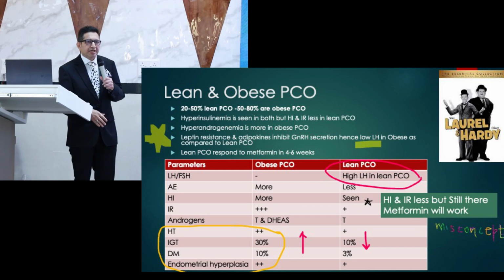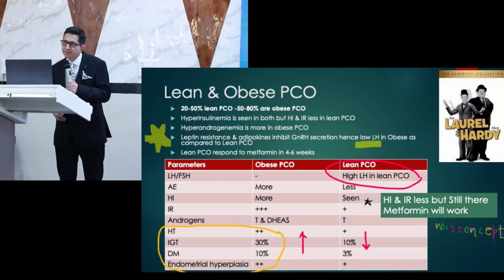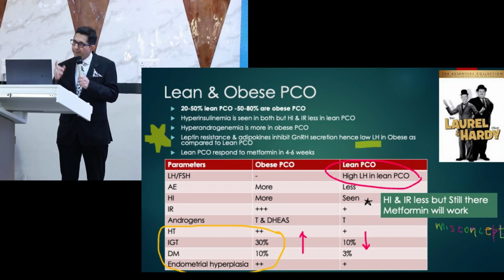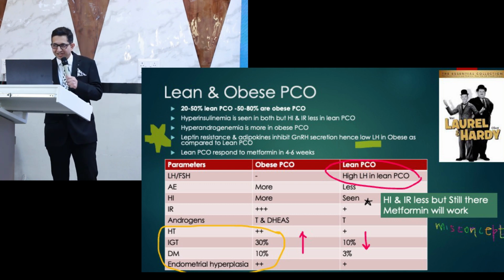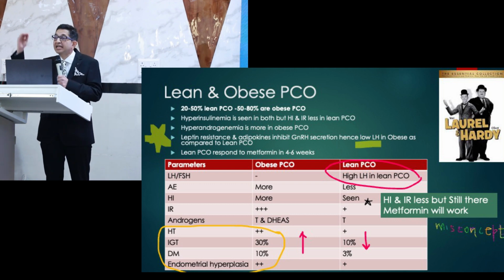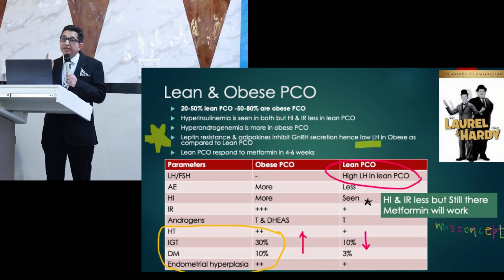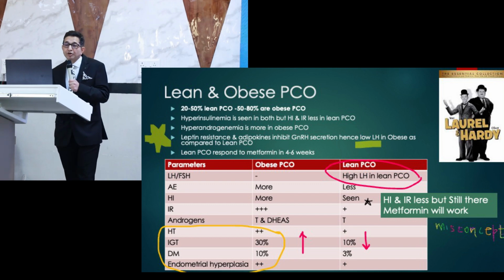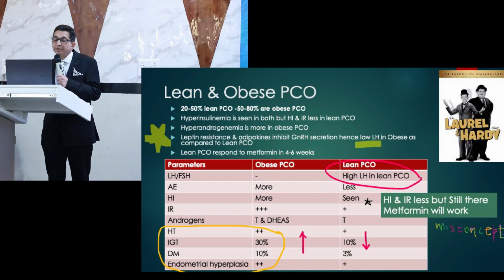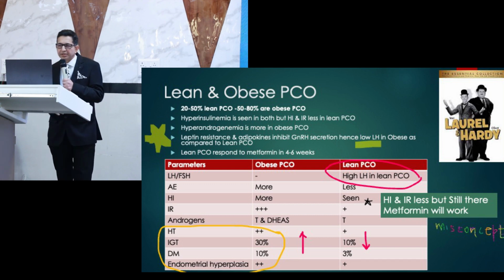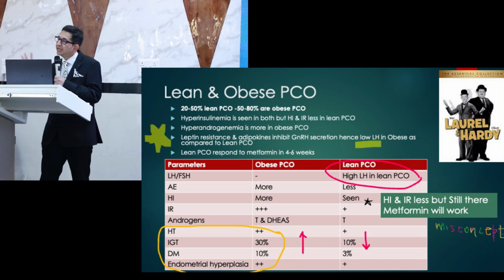And why am I telling you this? Because you should be able to differentiate between the lean PCO and the obese PCO. The basic difference between the lean and obese PCO is the LH levels. Lean PCO have got high LH levels while obese patients have got low LH levels. Why is this so? ये क्वेश्चन आपको एग्जाम में पूछ सकते हैं. Because leptin resistance and adipokines inhibit GnRH secretion, hence low LH in obese as compared to lean PCO. So that is the answer to the question why the LH levels are high in lean PCO.